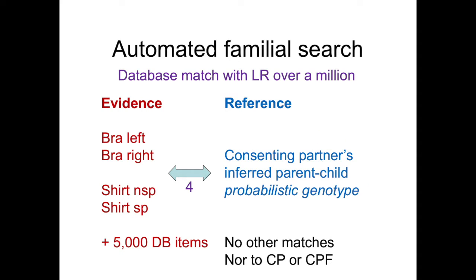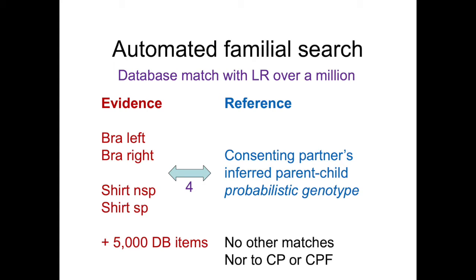The Kern County Laboratory conducted an automated familial search using their family-enhanced TrueAllele DNA database. Shown here are DNA match results with likelihood ratios over 1 million. The enhancement was a reference that had the consenting partner's inferred parent-child probabilistic genotype. The question was whether the evidence would find the father of the known consenting partner.